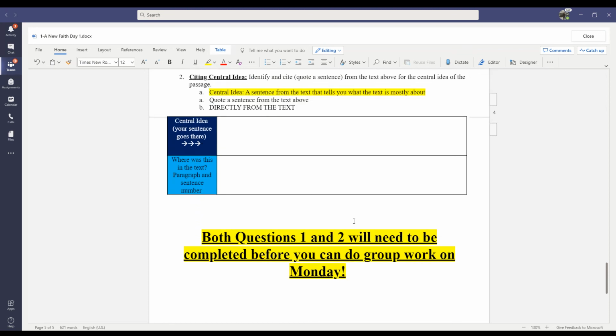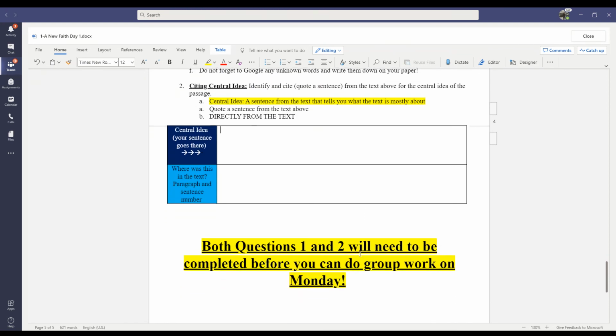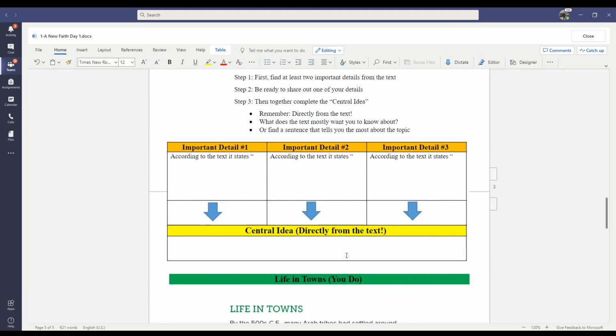And then once you guys finish those 2 questions, for 4th and 6th, you have to have this done by Monday. For first period, you have to have it done by Tuesday, which for all 3 of those classes, that's just our next class. Make sure to get this done, guys.